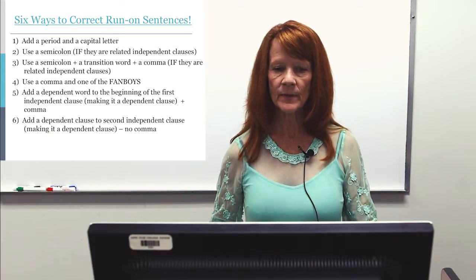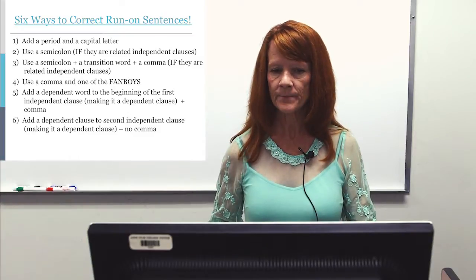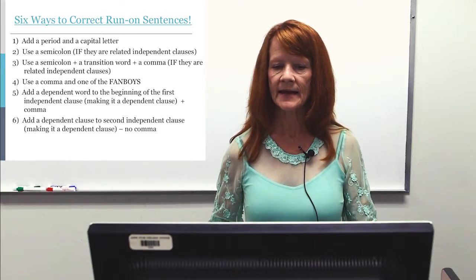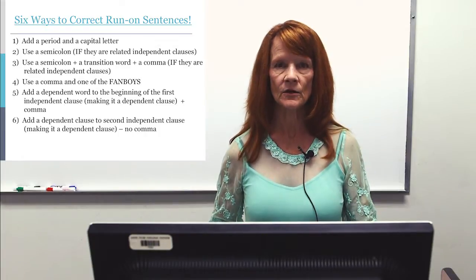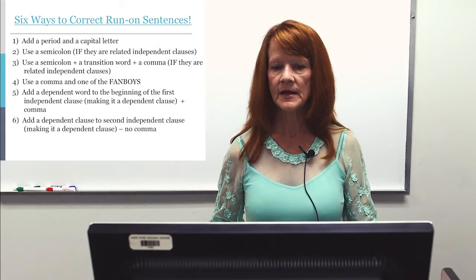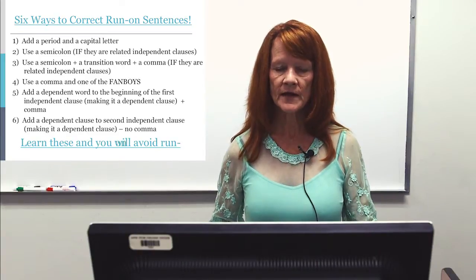Or you can add a dependent clause to the second independent clause, making it a dependent clause. No comma. That one's kind of confusing. What you're doing is adding a dependent word to the beginning of the second independent clause, turning it into a dependent clause. And remember, when it comes at the end, you don't need the comma. If you learn these rules, you'll avoid run-on sentences.